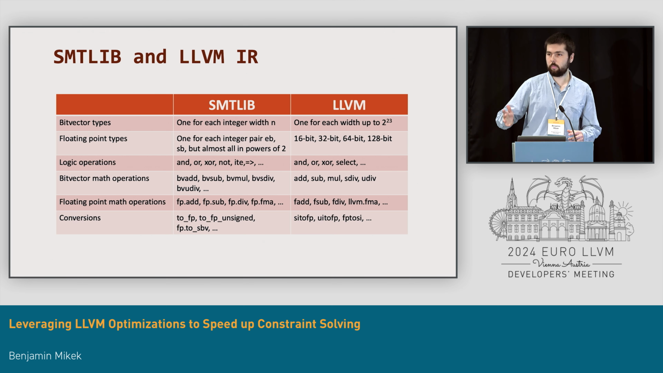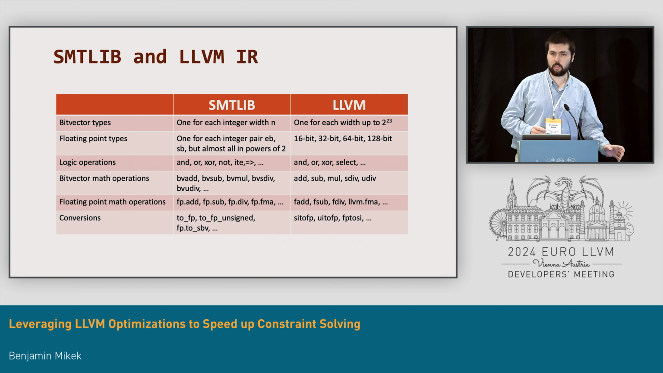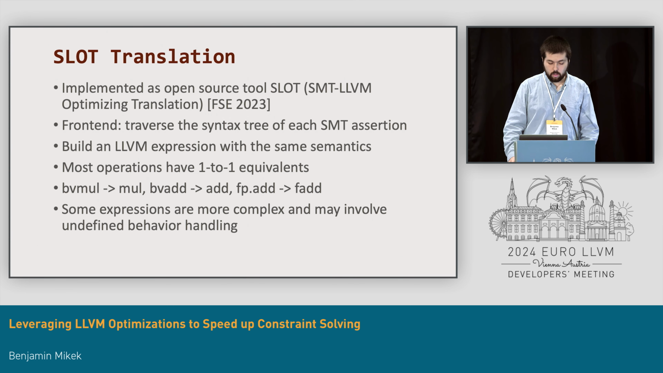To motivate this a little bit further, I've here listed some of the elements of the SMT language and LLVM IR, and you'll see there are a lot of things in parallel. There are some slight differences, like LLVM only allows some fixed widths of floating point numbers, whereas in SMT-LIB, they can be arbitrary. And there are some other slight differences in operations, but for the most part, there's a lot in common, and this is kind of the observation that led us towards this work.